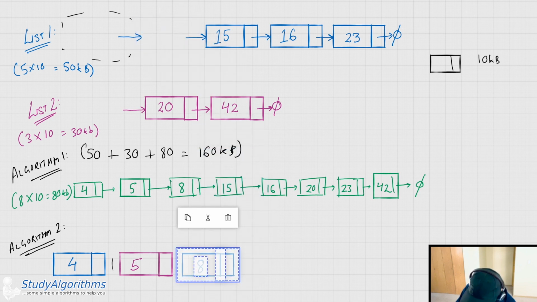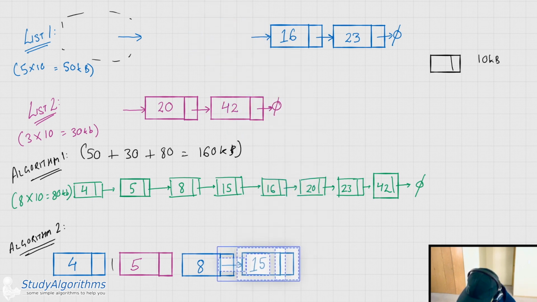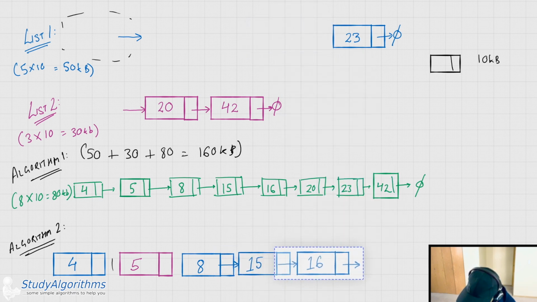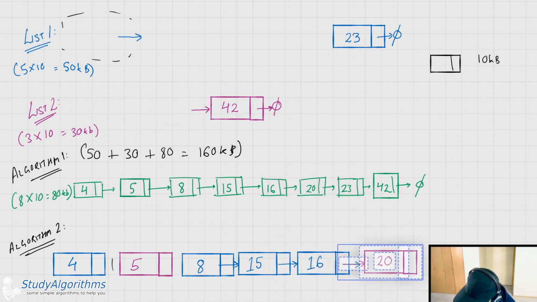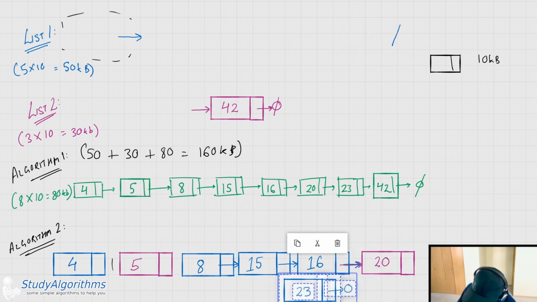Going forward, my next element is 15. I take this up and move it over here. Next element is 16. This would come over here. Next element is 20. I take this element over here. And then 23 and then 42.